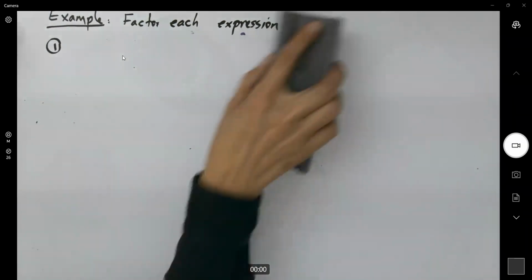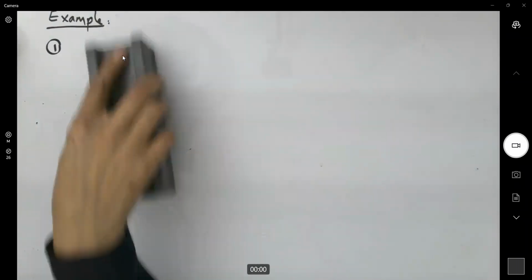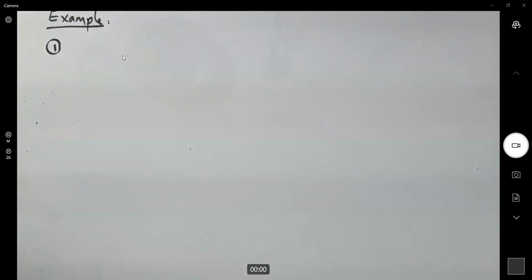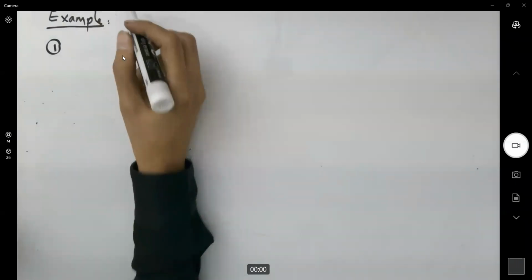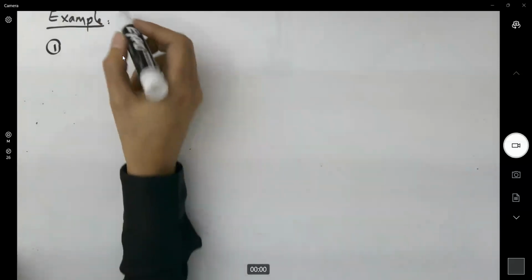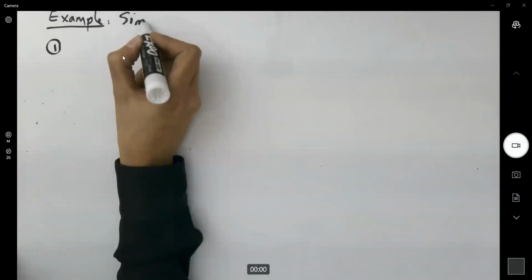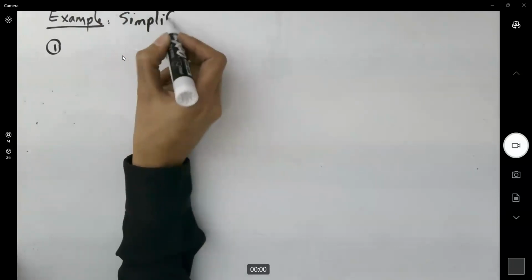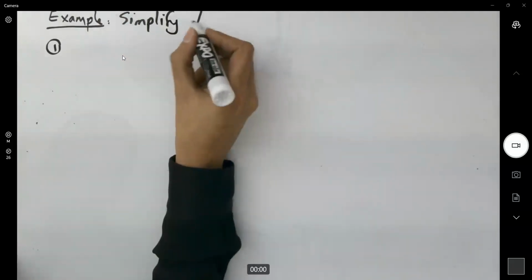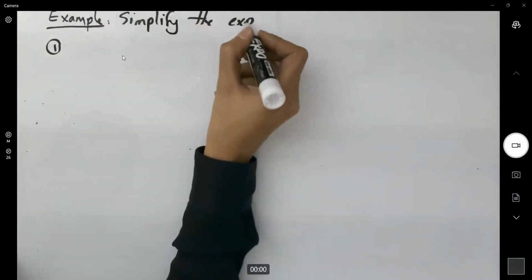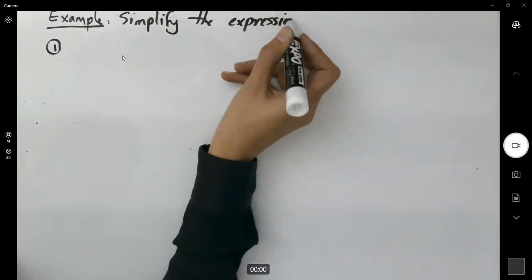So now the question says simplify. Simplify as much as you can. In the previous question, we had factoring. In these questions, we have simplify. Simplify the expression.